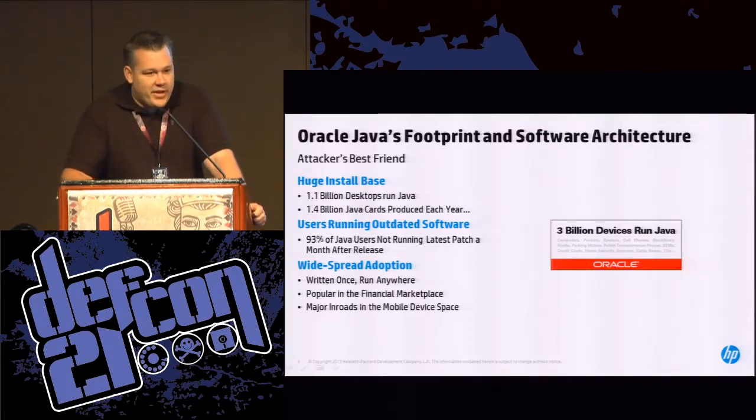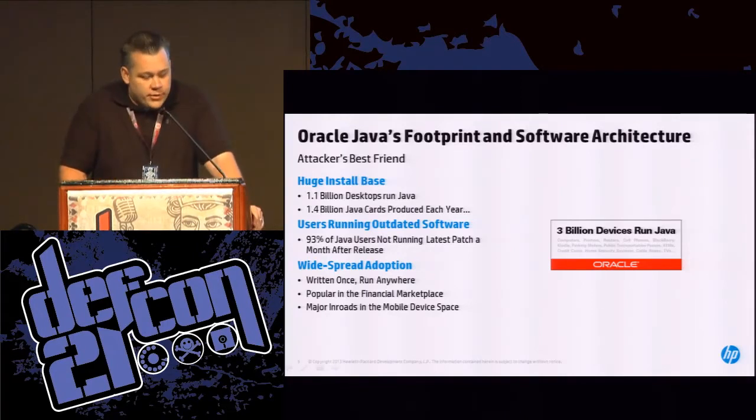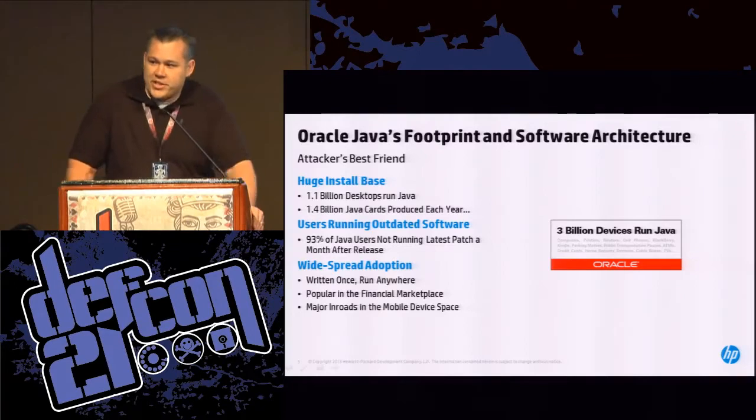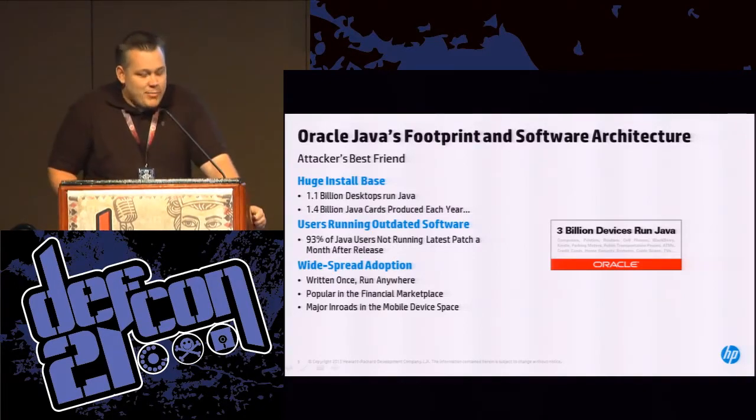And they actually boast about it. Oracle boasts about it during the installation process: 3 billion devices run Java. And according to Oracle, 1 billion desktops actually run Java itself, and somebody produces 1.4 billion Java cards every year. I have no idea what a Java card is, but I'm pretty sure it can't be updated, and if it's running any part of Java, it's probably got a vulnerability in it.